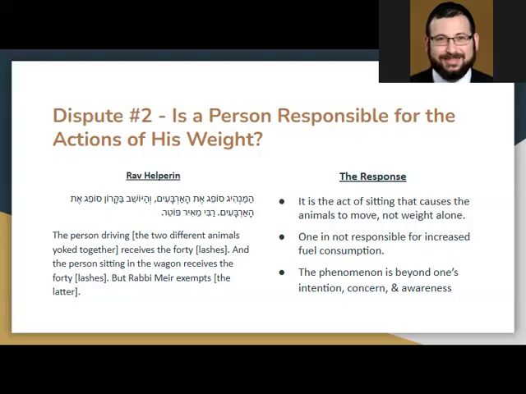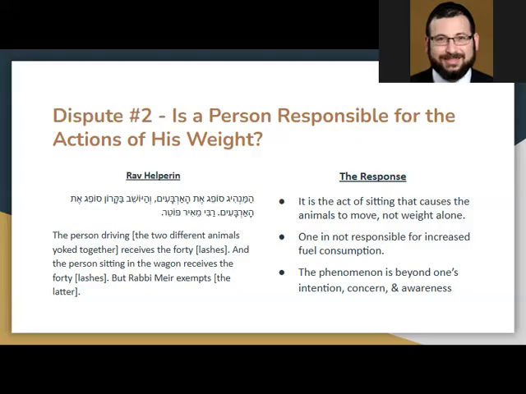And a person climbs up into the wagon and sits down, and the animals there feel or sense the person's presence, and they say, okay, there's somebody sitting in the wagon, time for us to go forward, and they begin to walk forward. The person is liable for lashes. He's considered to have transgressed.